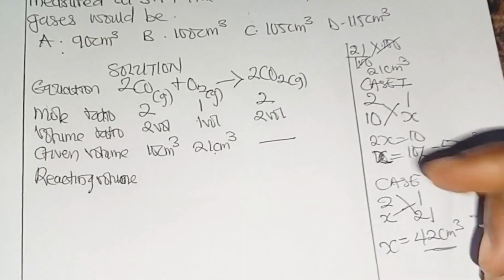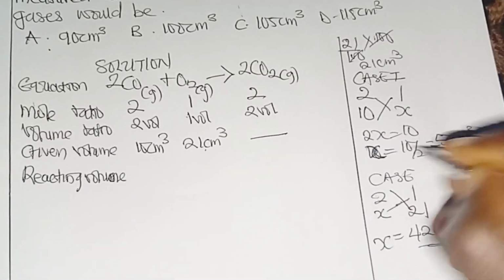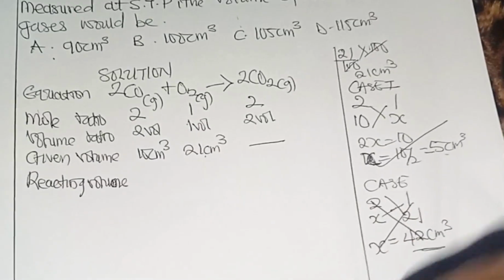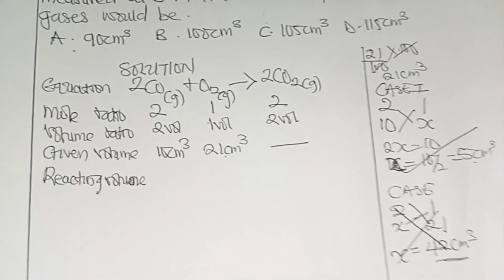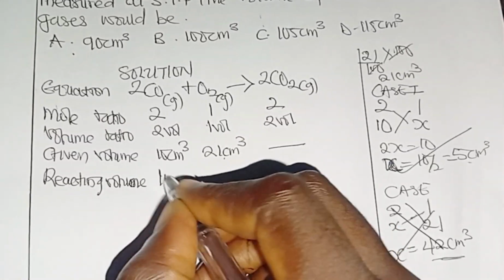So what is the rule? When you get a lesser value compared to the given volume, make use of it. So for oxygen, this is lesser than 21, so we are making use of this. We are not making use of this. And I'm sure you know why. So under CO, I can't make use of 42 cm cube. I write down 10 cm cube. This simply means all of it will react.